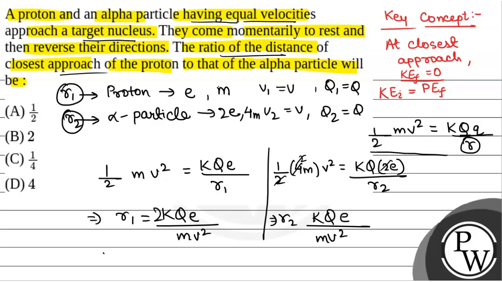So r1 by r2 will be equal to 2. So the correct option will be option B, 2.